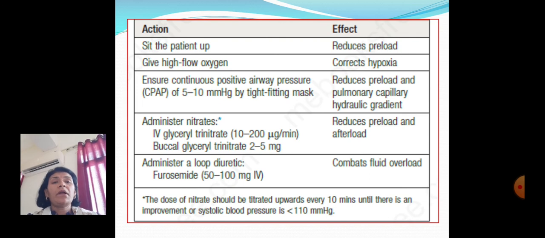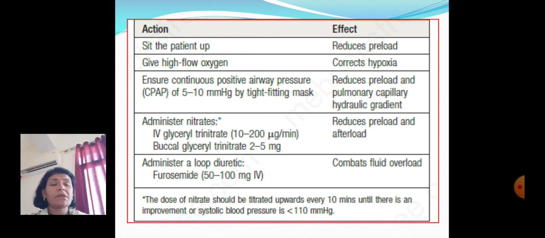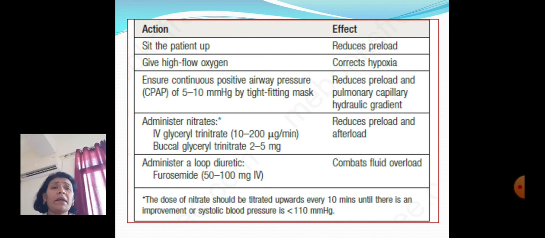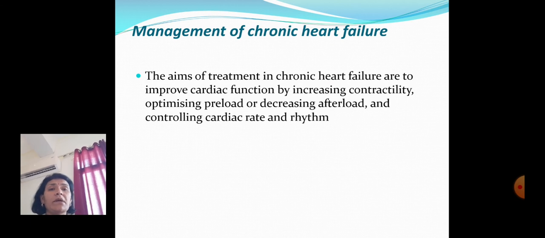So, there are a few maneuvers with their effects. Keeping the patient in a sitting position will reduce the preload. Then high flow oxygen will correct hypoxia. Continuous positive airway pressure support by a tight fitting mask will reduce preload and pulmonary capillary hydraulic gradient. Nitrates will reduce preload as well as afterload. Loop diuretics combat the fluid overload. So these are the drugs and maneuvers with their actions.